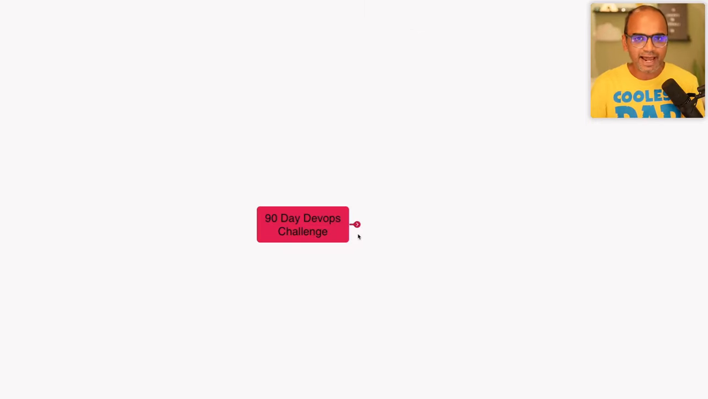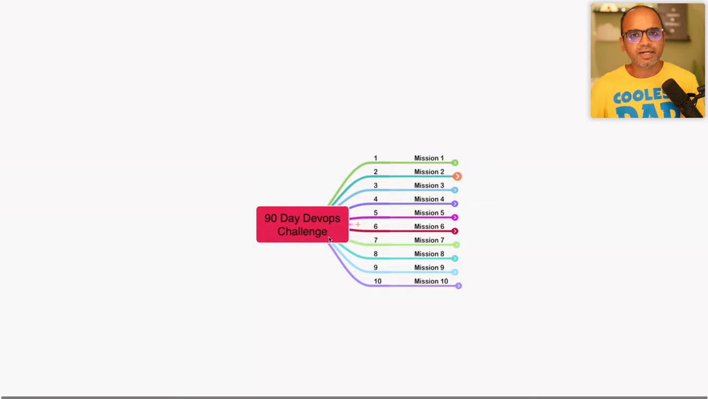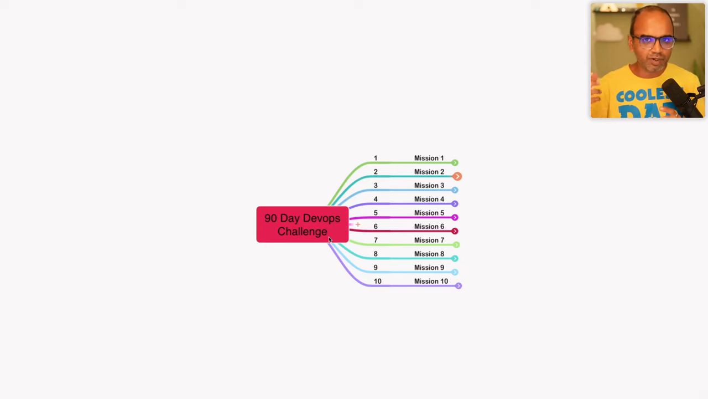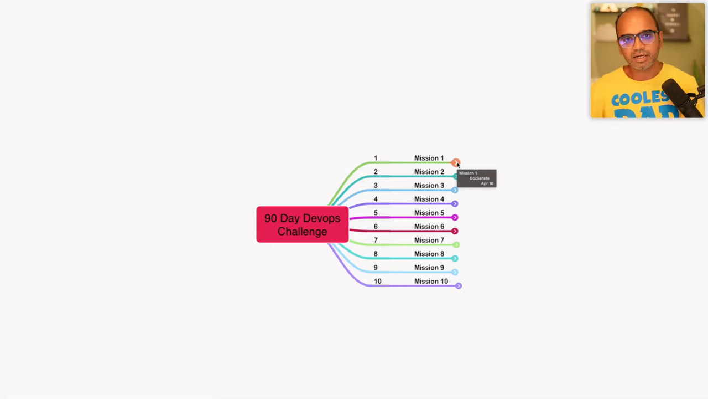Use case over the 90 days by completing 10 different missions. And this is going to touch various aspects of DevOps technologies. I'll talk about the use case, I'll talk about the missions, and then we'll get started with our first mission today. So what are the missions that we're going to complete over the next 90 days, or let's say about 10 weeks approximately, with some breaks in between?